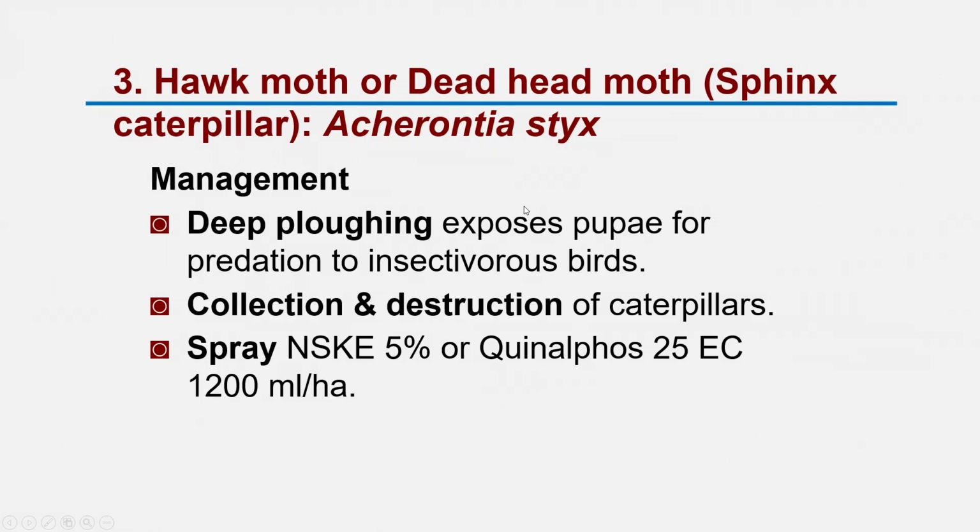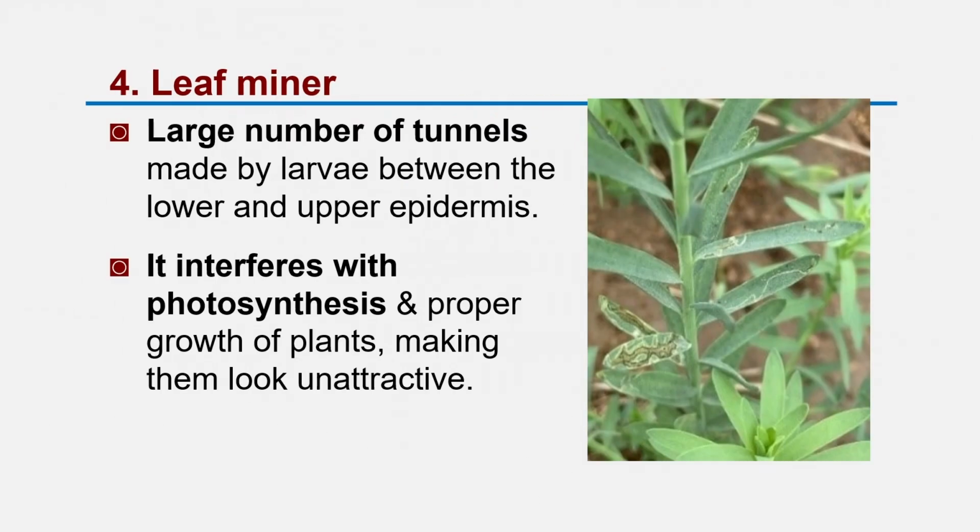Now, management of the hawk moth is deep plowing, which exposes pupa for predation to insectivorous birds. So, birds can control. So, this could be a kind of biological control of this pest. Collection and destruction of caterpillars and spray neem seed kernel extract NSKE 5% or quinalphos 25 EC 1200 ml per hectare. So, this insecticide can be dissolved in 500 liters of water and is sprayed in 1 hectare area.